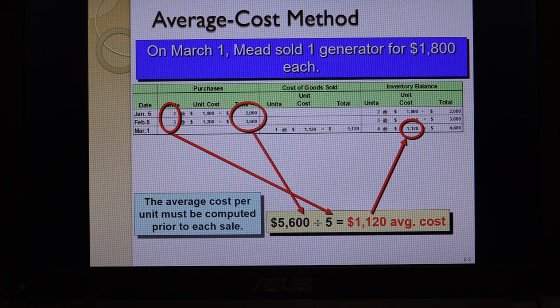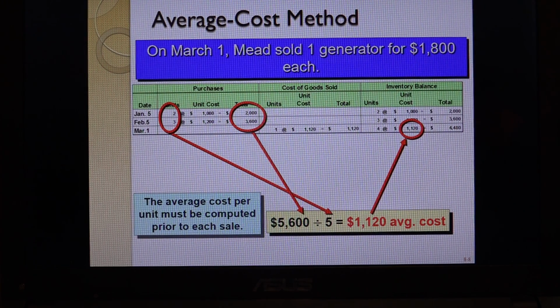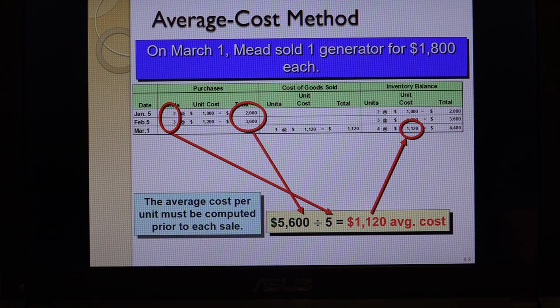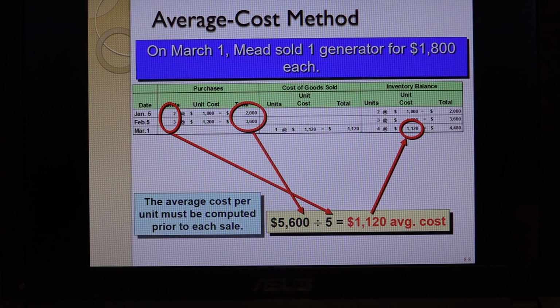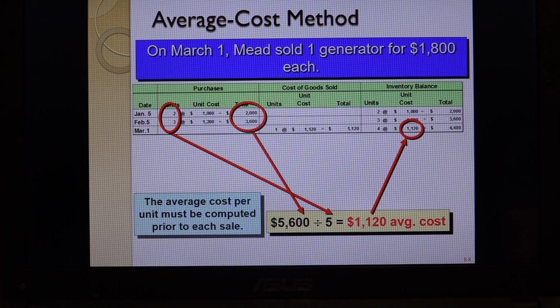Now, another cost flow assumption that is allowed is called average cost method. Before we go there, let's talk about a couple of things. When would you use specific ID? Well, usually companies that sell large ticket items that are high profit margin. You sell a Maserati. Well, you're going to use specific ID method of cost flow assumptions.